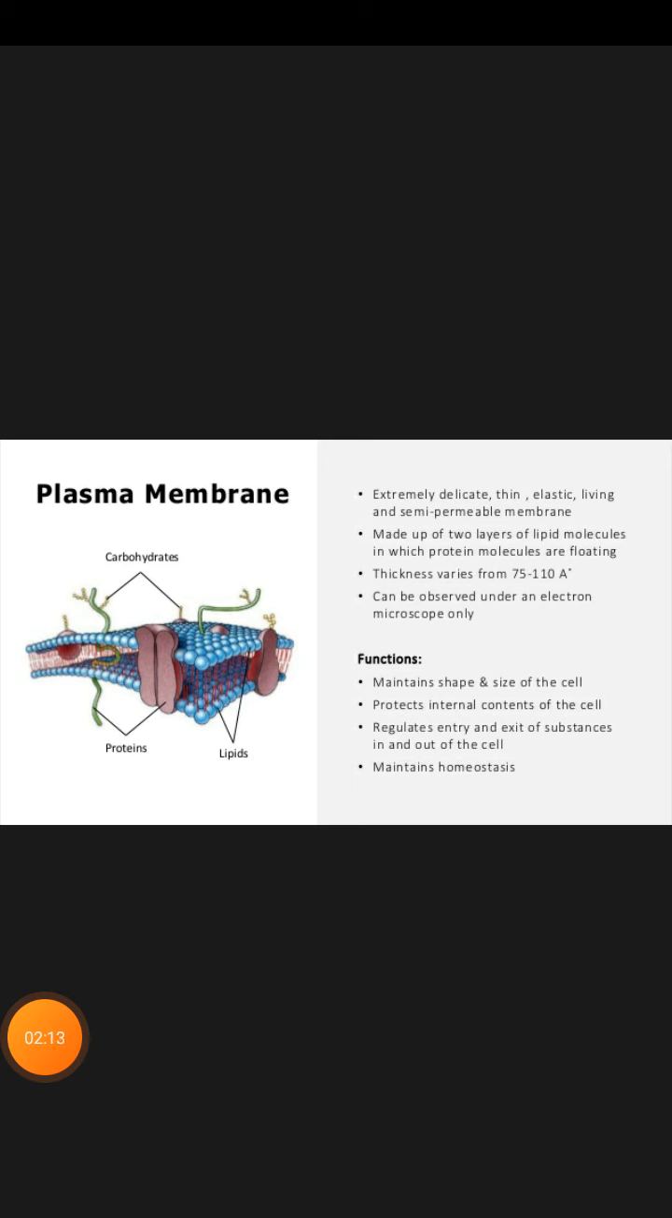Okay, let's start with the first one, that is plasma membrane. It is a living and semi-permeable membrane and made up of two layers of liquid lipid molecule in which protein molecules are floating. What are the functions of plasma membrane? They provide shape and size of the cell and also they protect internal content of the cell.